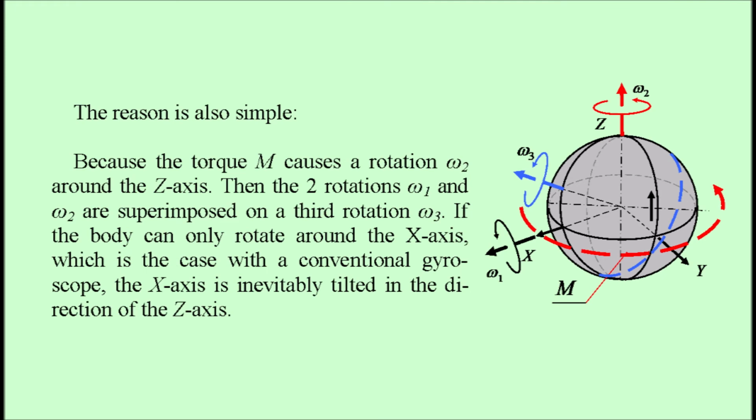Because the torque m causes a rotation omega2 around the z-axis. Then the two rotations omega1 and omega2 are superimposed on a third rotation omega3. If the body can only rotate around the x-axis, which is the case with a conventional gyroscope, the x-axis is inevitably tilted in the direction of the z-axis.